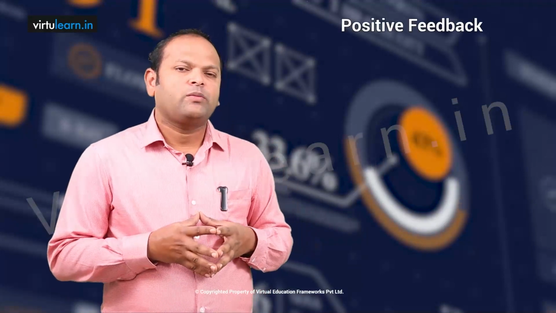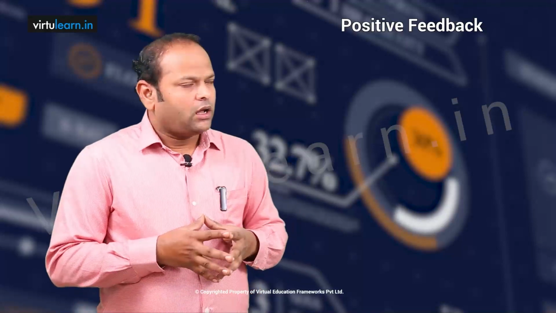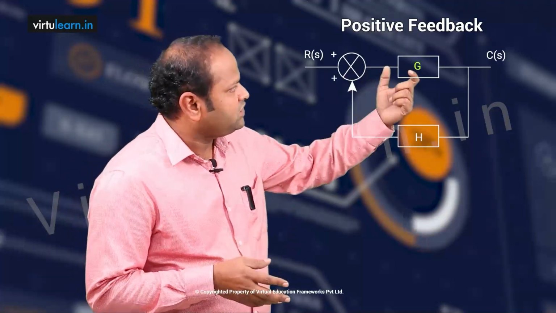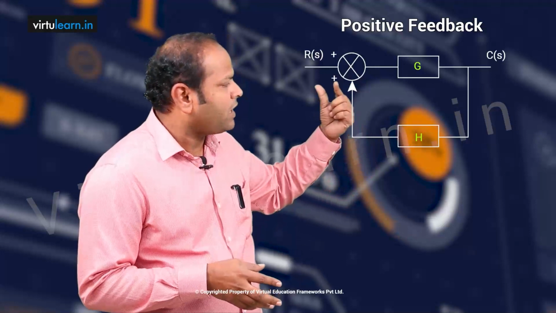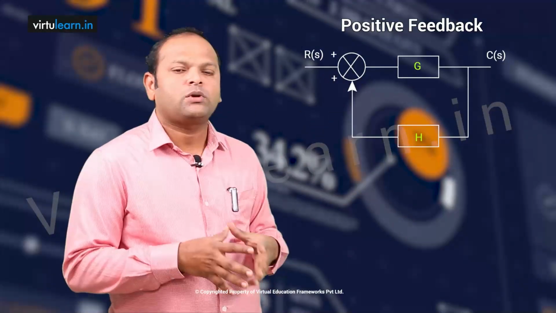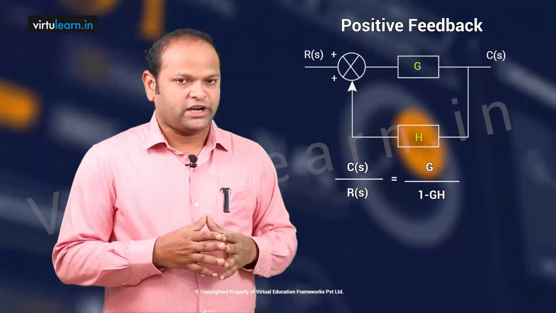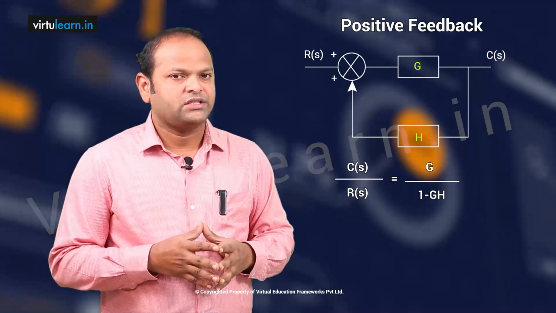Next we will see what is a regenerative feedback. So what do you mean by regenerative feedback? Which is nothing but the positive feedback in the system. Let us look at the block diagram. This is G, this is H. Now I am taking the feedback positive. So we know that whenever you have positive feedback, my closed loop transfer function results in G by 1 minus GH.